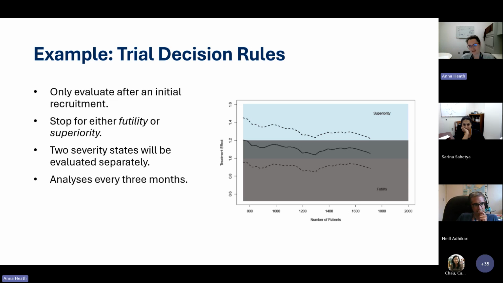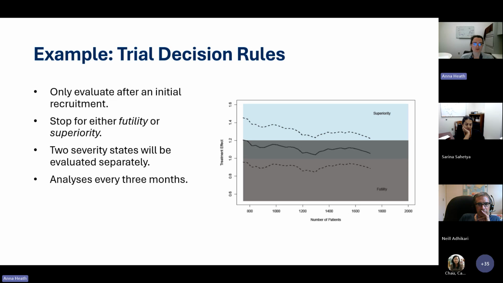So in this particular case, you can see on the right-hand side that the minimum recruitment level is 750 patients. So that's really our initial recruitment. And then we're going to stop either for superiority, which is the blue box, so if the treatment effect falls with high probability in the blue box, or futility, which is if the treatment effect falls with high probability within the gray box. Again, as I said, the severity states will be evaluated separately from each other, and we're going to have analyses every 3 months after that initial recruitment level.